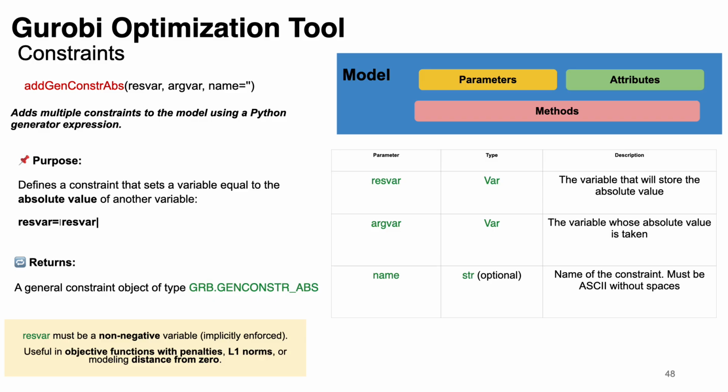A vital tip to remember here: because it is an absolute value, the resvar must naturally be non-negative. Gurobi enforces this implicitly, so you don't need to add a separate constraint to prevent it from going below 0. This is exactly what we use for penalty models, L1 norms, and pricing algorithms.